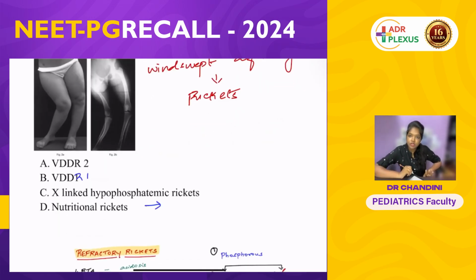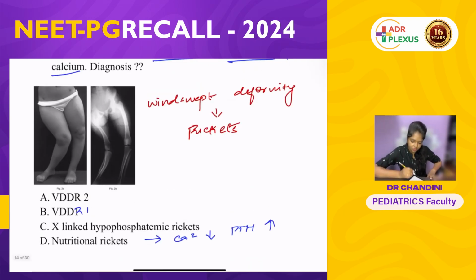So can this be nutritional rickets? If it is nutritional rickets, what happens to calcium? Less. What happens to PTH? It is going to be high. It will not be normal. So it is not nutritional rickets.